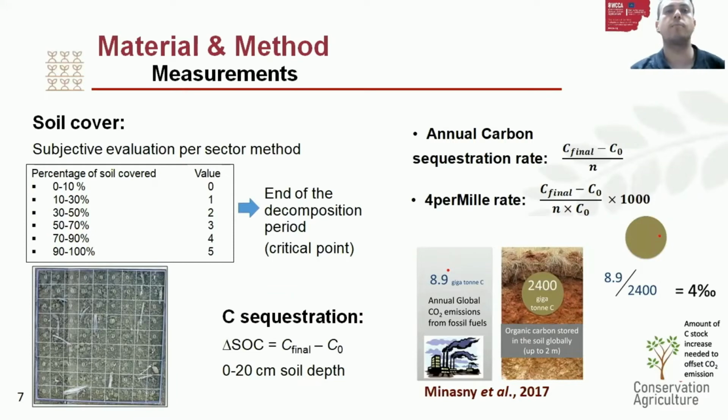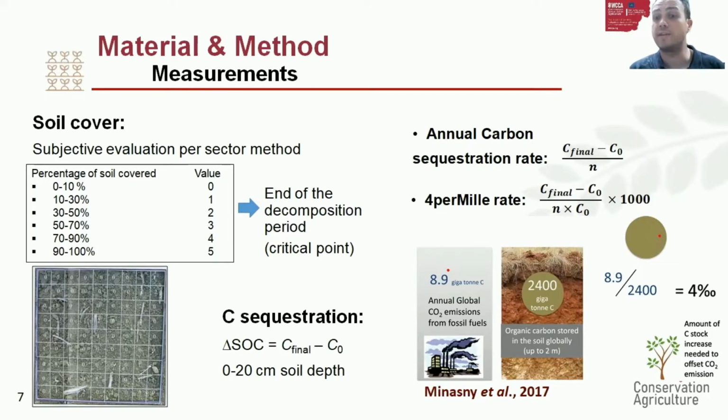What have we measured? We have measured the soil cover during the whole study period, but we focus on the end of the decomposition period. That is the critical point because the residues are degraded and the risk of erosive events is high. Carbon sequestration was calculated as the increment of soil organic carbon, and with 2 rates. Annual carbon sequestration rate is the carbon increment per the number of years, and the 4 per thousand rate is the annual carbon sequestration per the carbon at the beginning of the experiment, expressed per thousand.